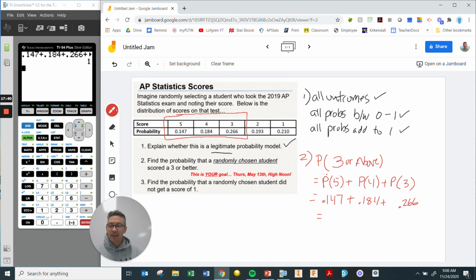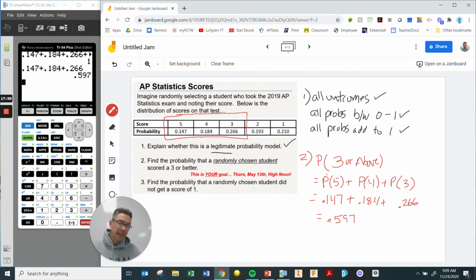So I'm going to go back to the calculator, 0.147 plus 0.184 plus 0.266. And a 3 or better is what gets you college credit, and the answer to that is 0.597.